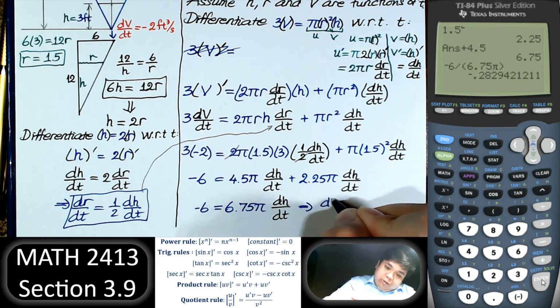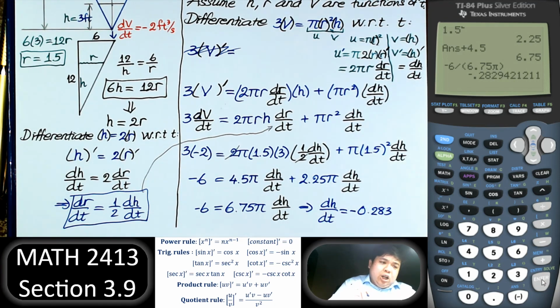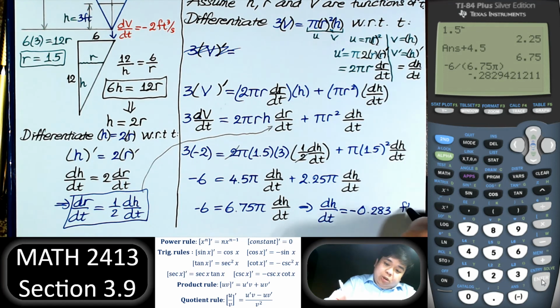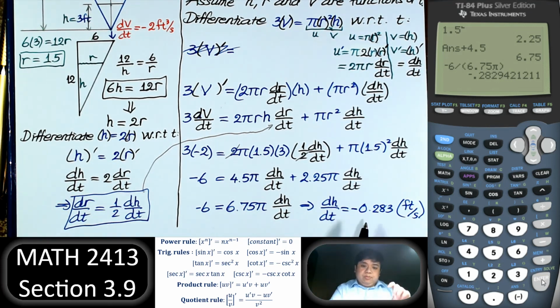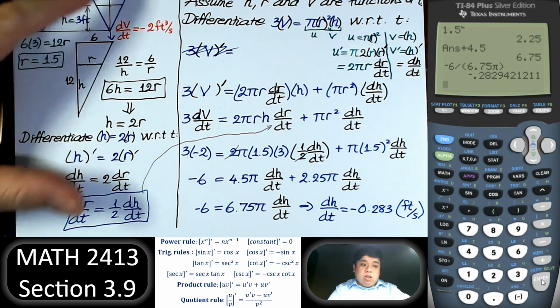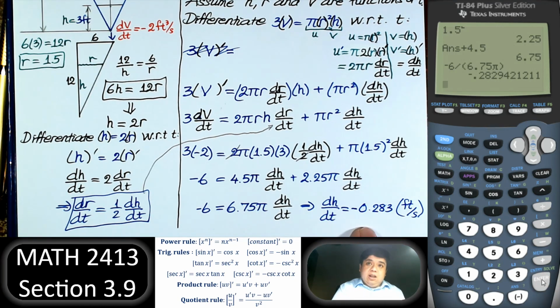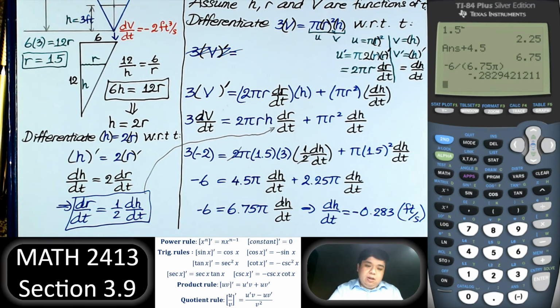And we have dh over dt is negative 0.283. The unit for height will be feet and the unit for time is seconds, so feet per second, meaning that the depth will reduce by 0.2833 feet per second at that moment. It's not constant. The height is not constant; what is constant here is the volume, which decreases at a constant rate. At that moment when it is 3 feet, the rate of change of the height is given by that.